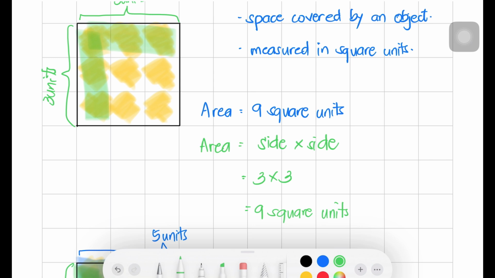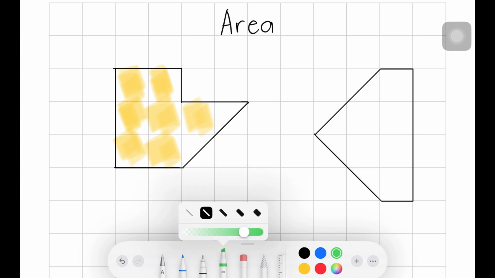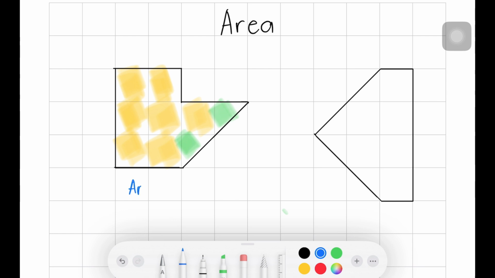Let's try more examples. For these kinds of figures, we will be counting square units. 1, 2, 3, 4, 5, 6, 7. And then the two half triangles will actually create 1 square unit. So let's label that with green highlight. And those two green triangles can form 1 square unit. So in this case, the total area of this figure is 7 plus 1, 8 square units.